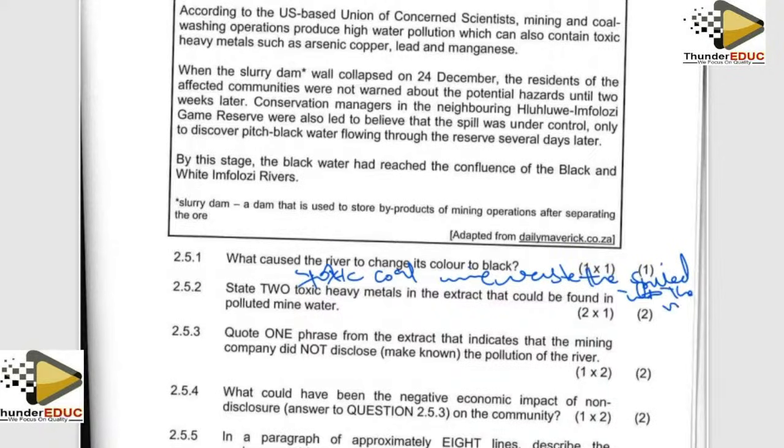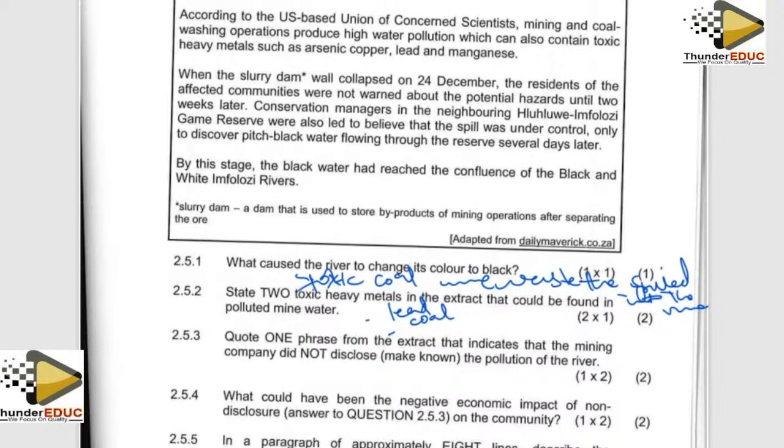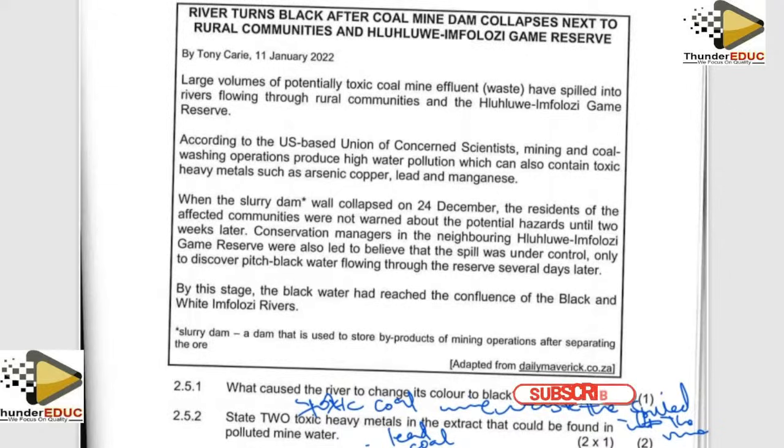So I think the answer is somewhere here in the first paragraph. So state two toxic heavy metals. So there is lead, there is coal, okay? It's copper. Is it coal? Is coal there? Oh, sorry, I think I haven't seen coal. Oh, coal is there. It's copper, there's coal, there's lead. So all those minerals are here. Manganese, all those ones. The answer is just 2 marks. So I'll just take 2.